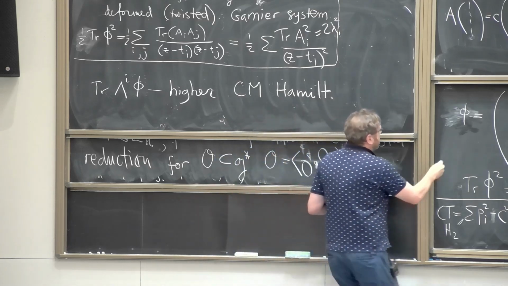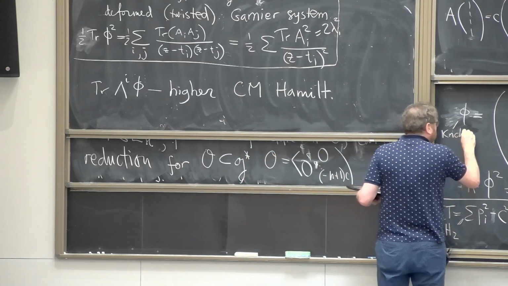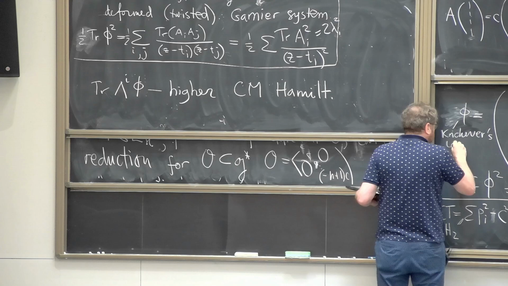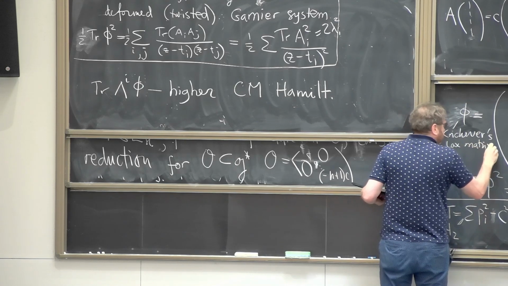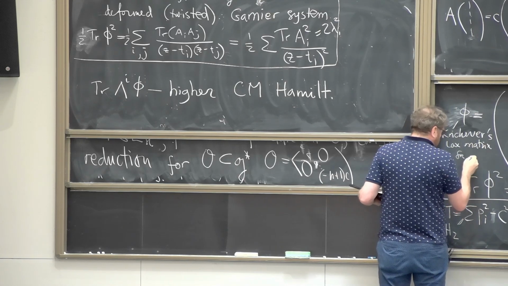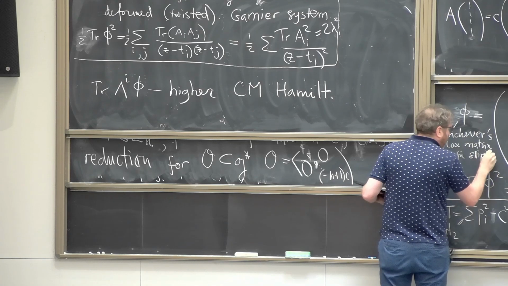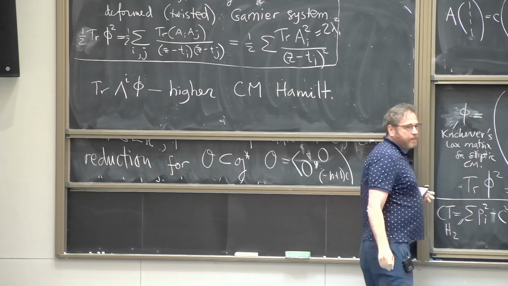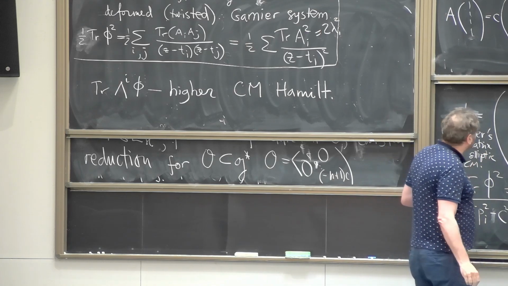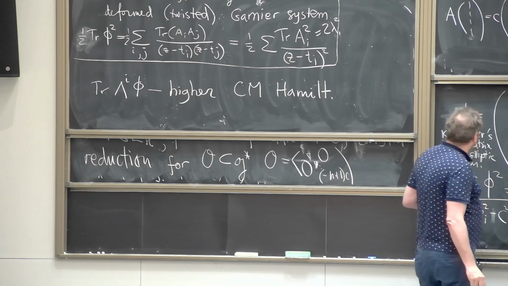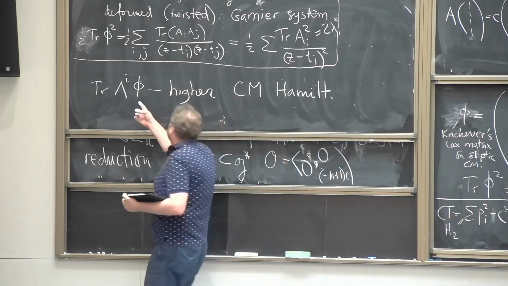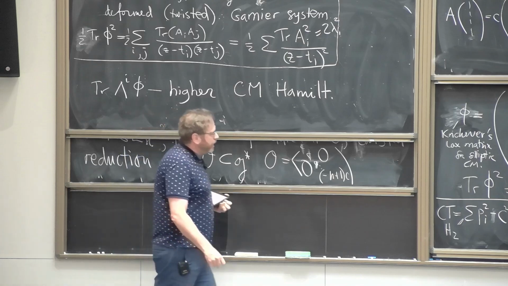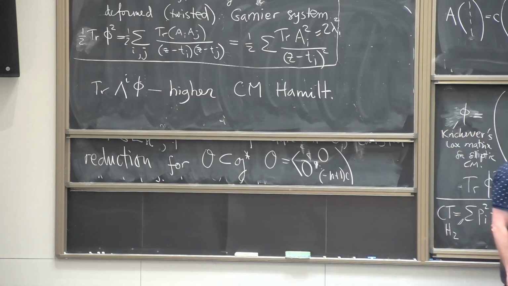So this phi is Krichever's Lax matrix for elliptic Calogero-Moser. Or traces, well, phi is an operator, right? It's a matrix, so we can take traces of exterior powers. Or we can take traces of powers also, but that's less nice.